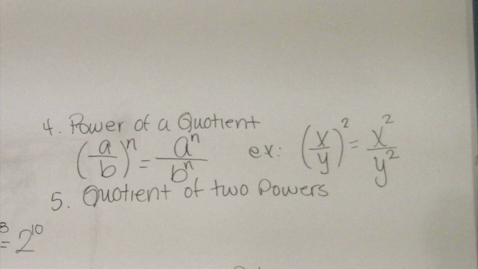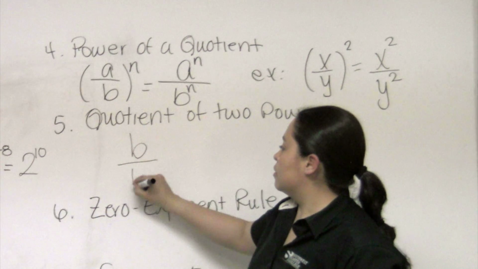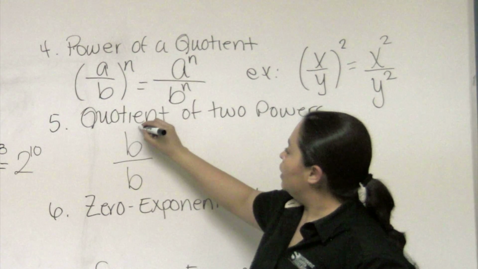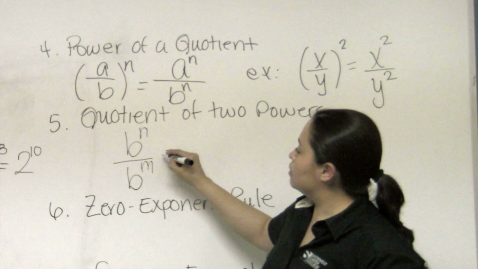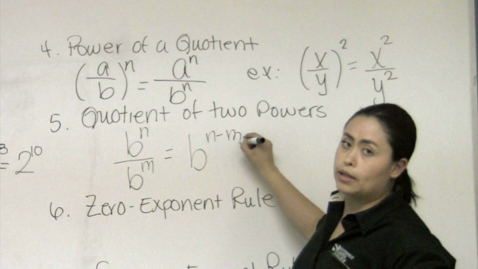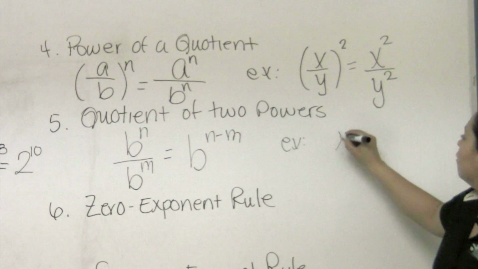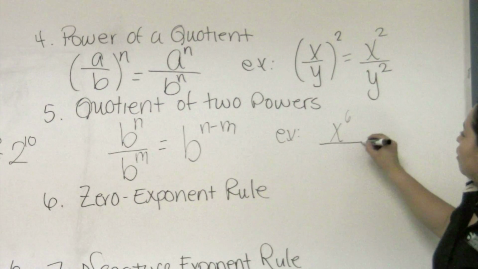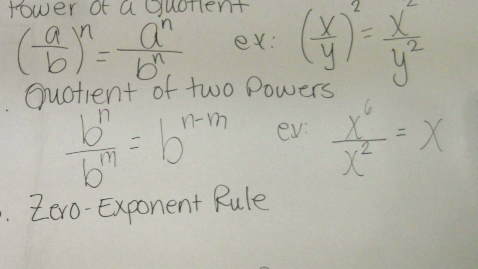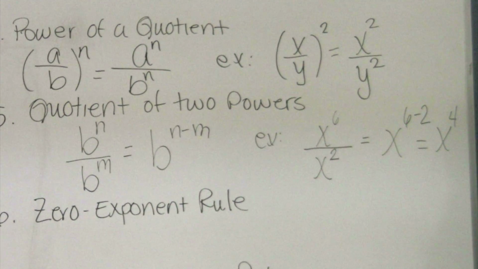Now our fifth property, quotient of two powers. We're going to have the same base, just like our first property, but now we have a division. Okay? They have different exponents, and right here we keep the base, subtract the exponents. Okay? For example, if we have x to the sixth power divided by x squared, we keep the base, which is x, subtract the exponents, and my answer, x to the fourth power.